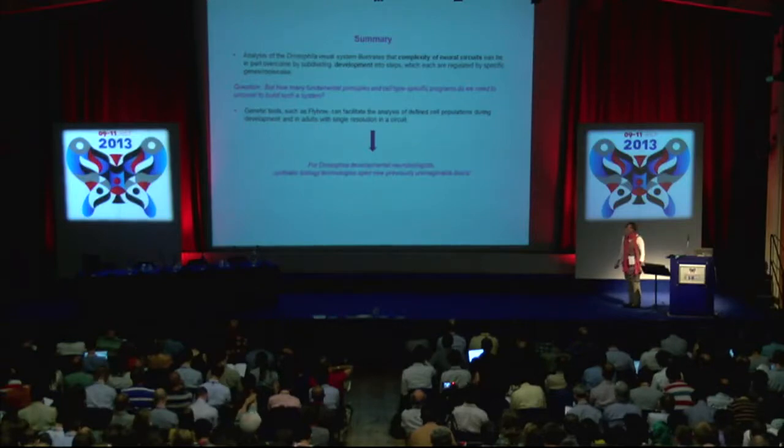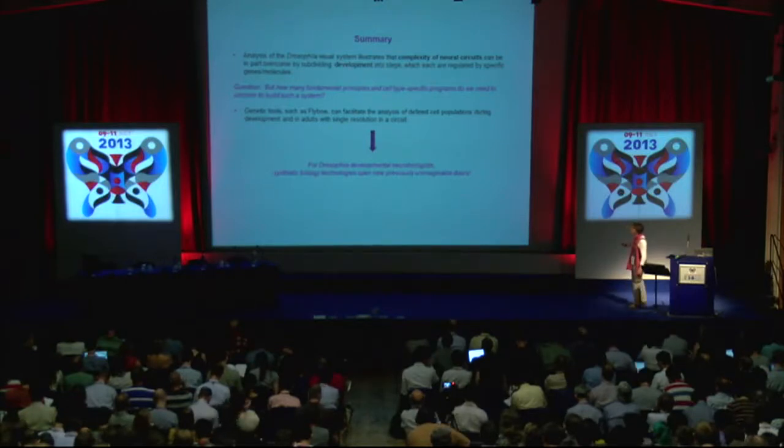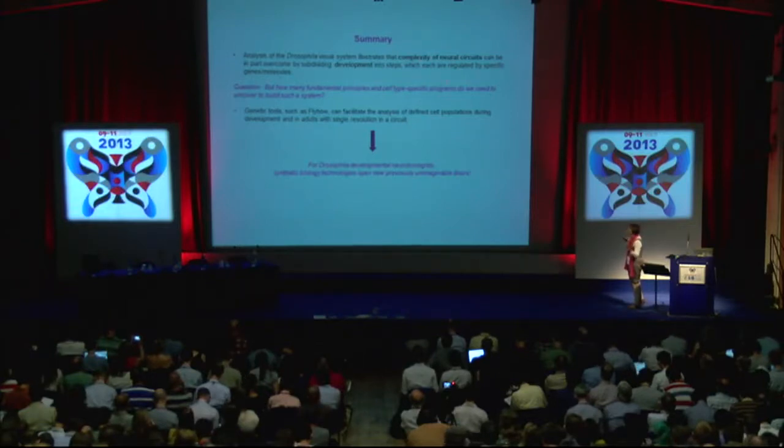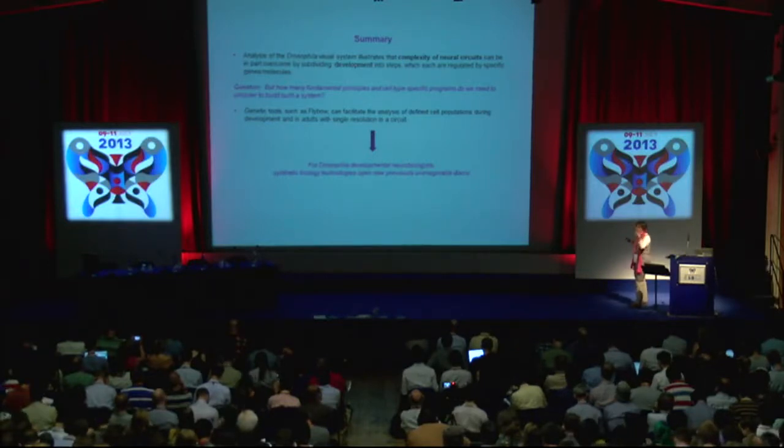So I hope that I could give you an idea about the complexity of our nervous system, telling you about how the Drosophila visual system develops, and what approaches we can take to overcome the complexity of neural circuits, and that is that we subdivide development into steps. And our prediction is that each of them is regulated by specific genes and molecules.